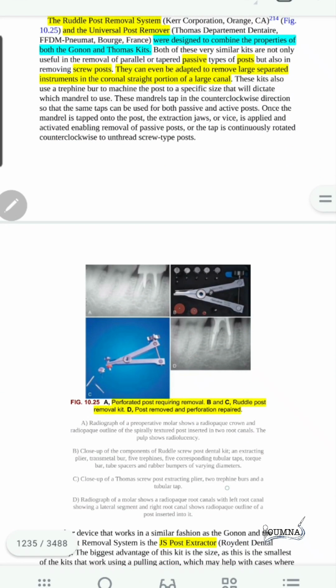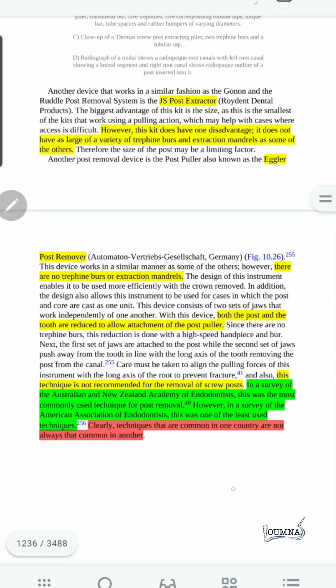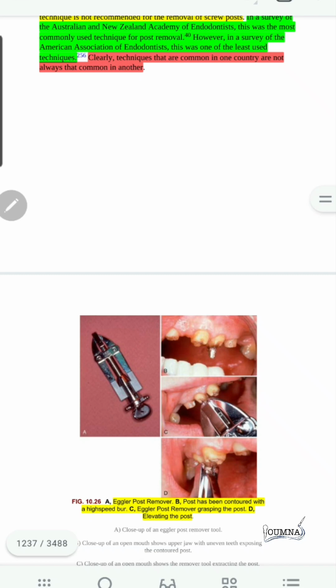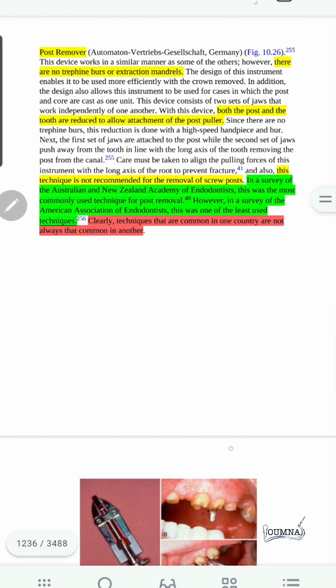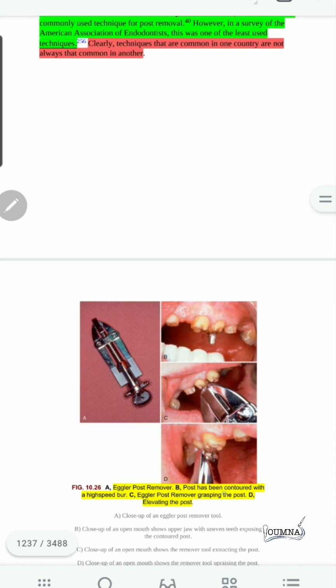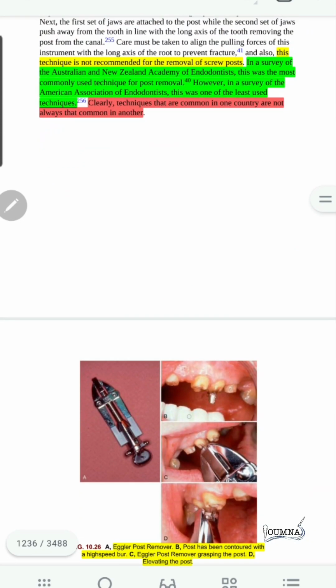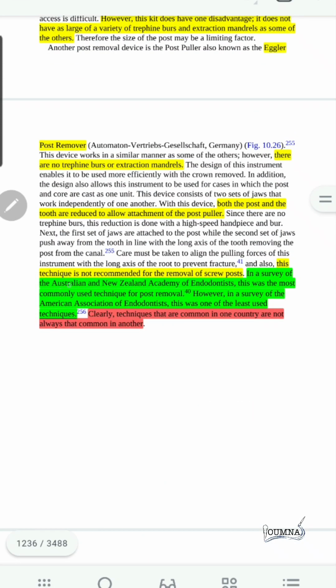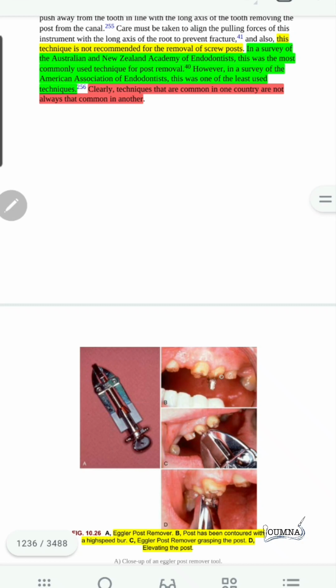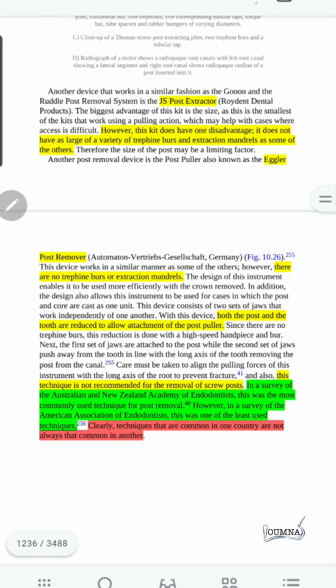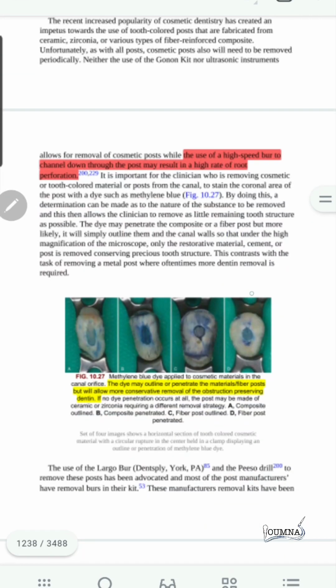There are some specific kits for this procedure, and their use is different from country to country. For example, this type is called the Eggler post remover, which grabs the post after we remove the cement coronally. This kind of technique is popular in Australia and New Zealand. On the contrary, this method is the least used in the United States. So the methods vary according to the country.